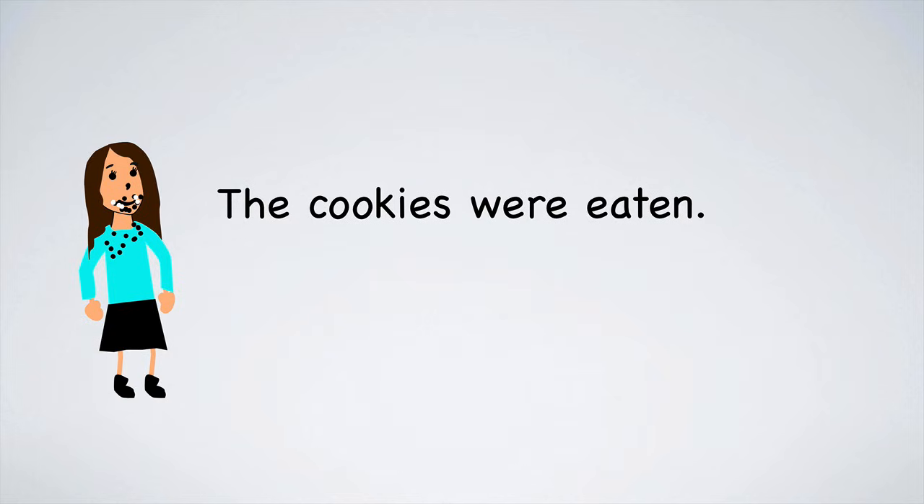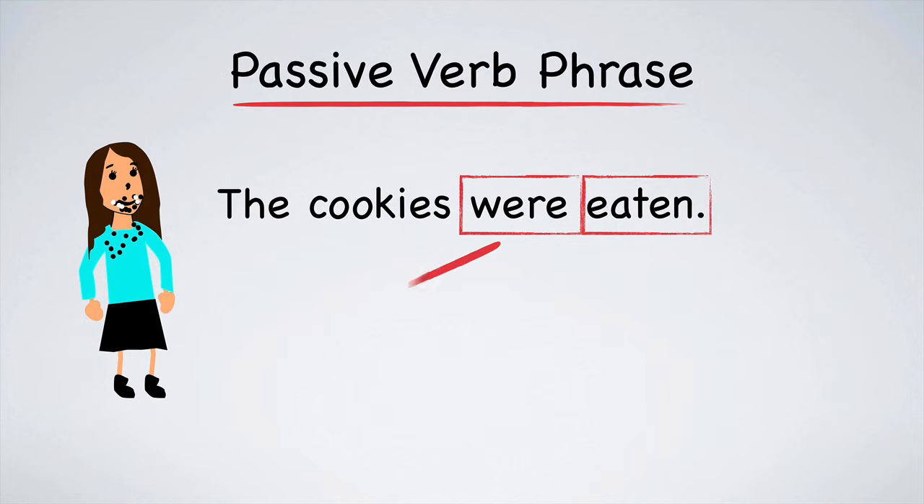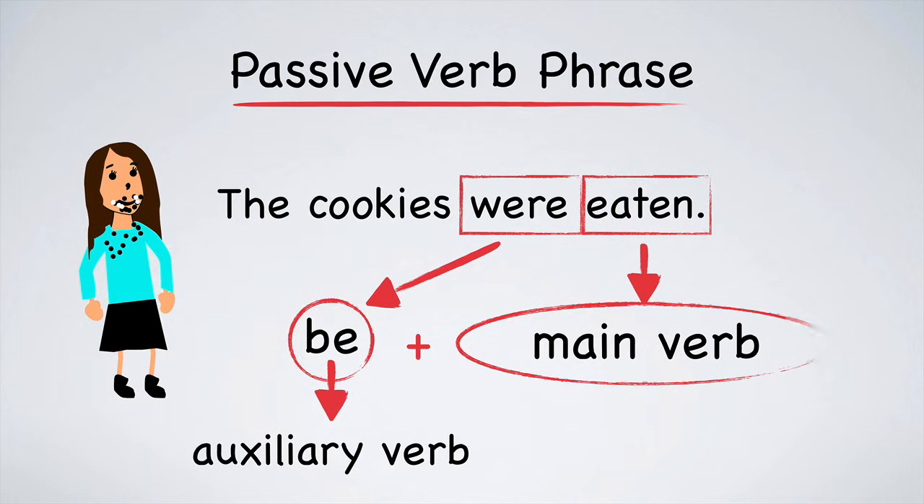Our first step on the journey to understanding the passive voice will be to look at the verb phrase. The verb phrase has two verbs, were and eaten. When using the passive voice, you must add the verb be before the main verb. Be is an auxiliary verb. The main verb takes the past participle form.